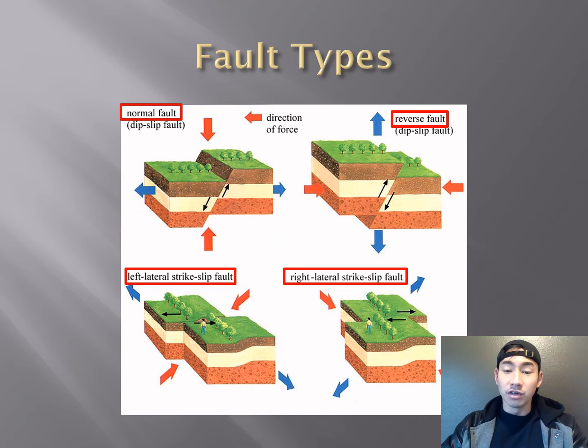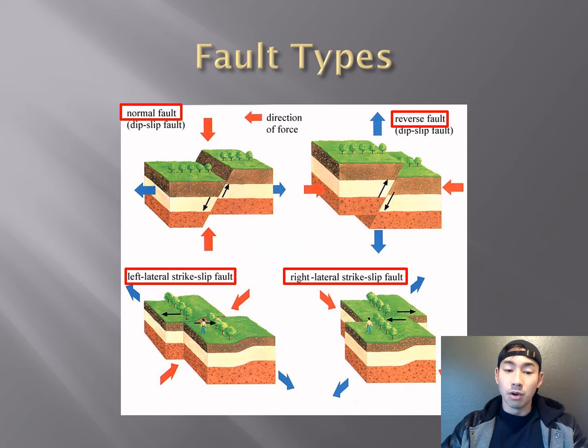In a reverse fault, we have a compressional environment, so the hanging wall is moving up and the foot wall is moving down. Now in our strike-slip faults, we have an almost vertical fault, and the two blocks are sliding side to side from one another. So there's no vertical offset. It's just a horizontal, lateral offset.